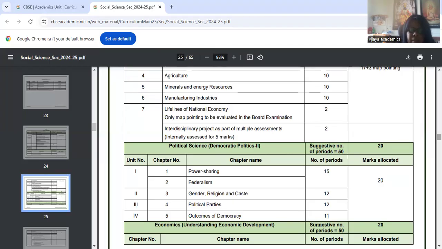Next, political science. The name of the book is Democratic Politics, second. The suggested number of periods is 50, and marks allocated are 20.